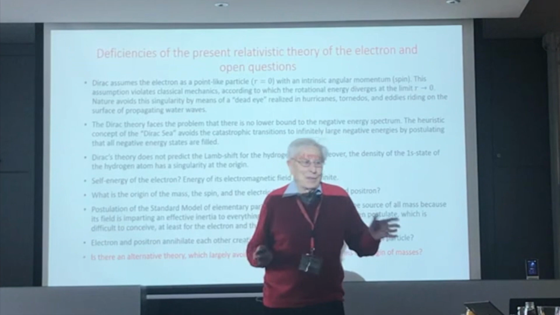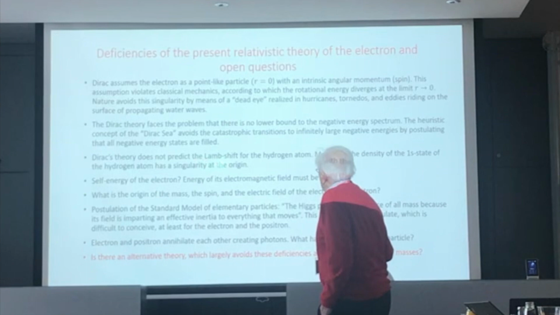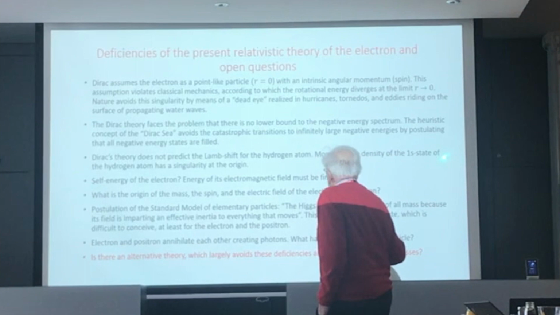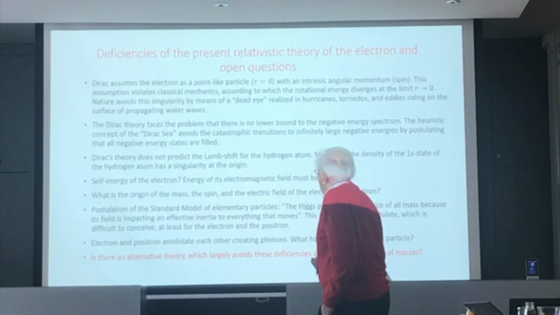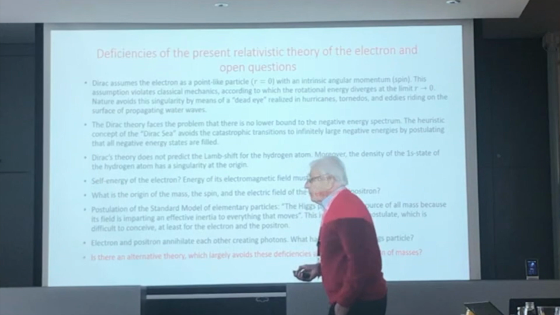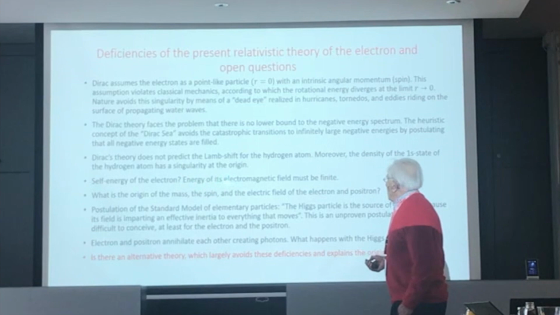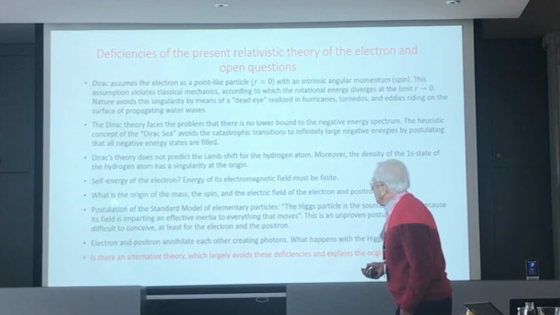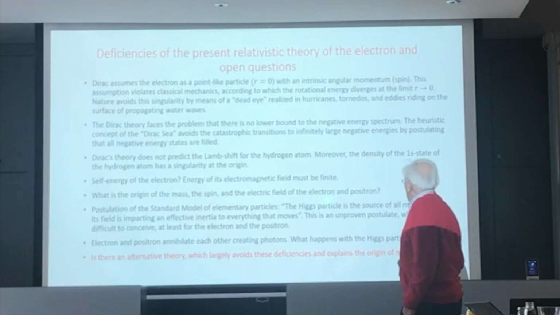The Dirac theory does not predict the energy for the hydrogen atom. Moreover, the density of the 1s state of the hydrogen atom has a singularity at the origin. So that's also not very good. And now comes the question also: what is the self-energy of the electron? The energy of its electromagnetic field must be finite. Now, what is the origin of the mass, the spin, and the electric field of the electron and the positron?